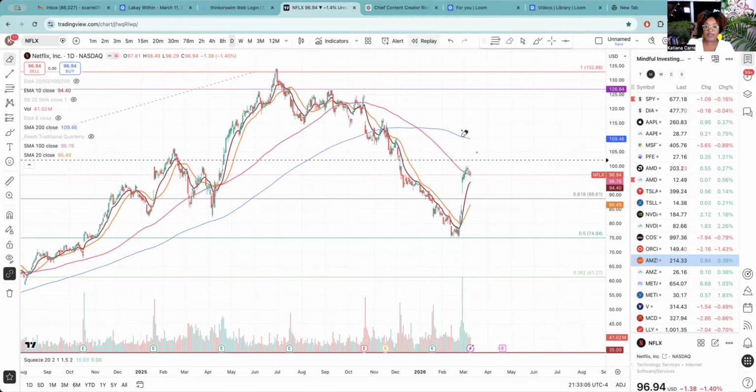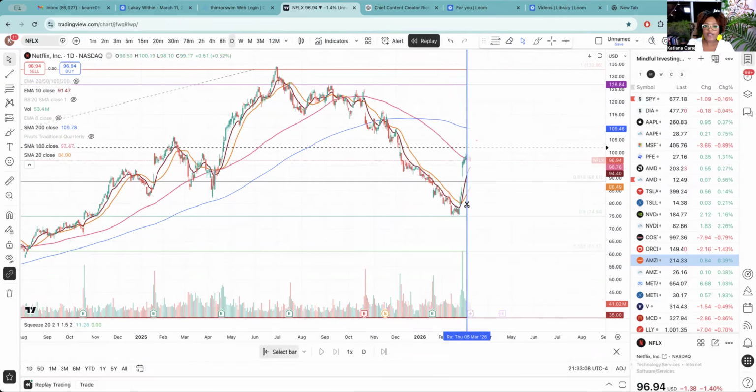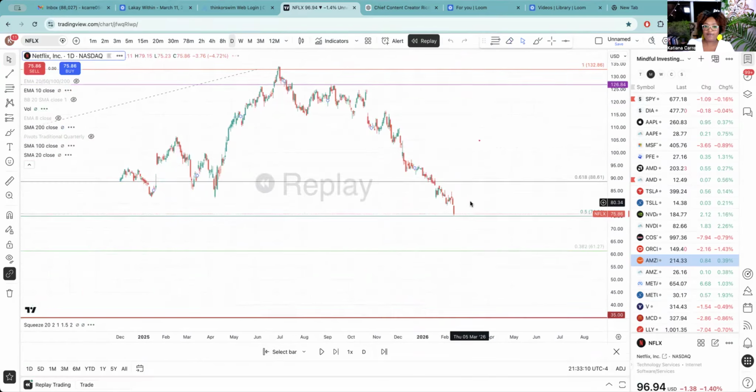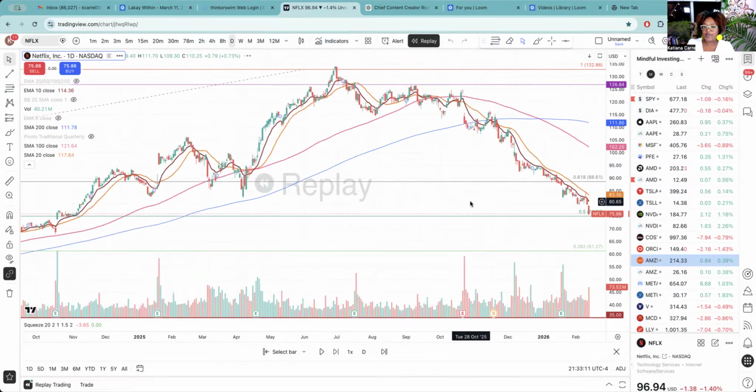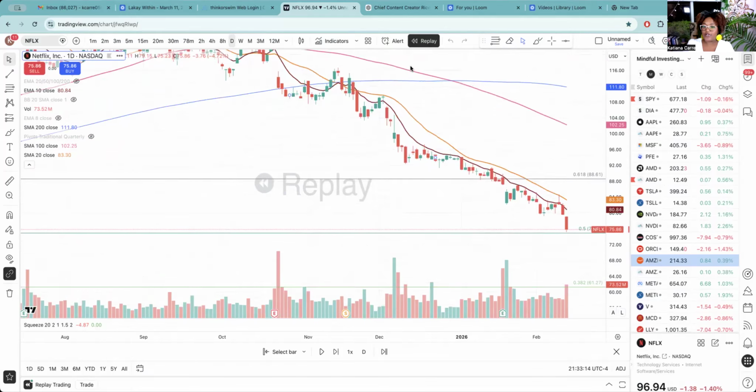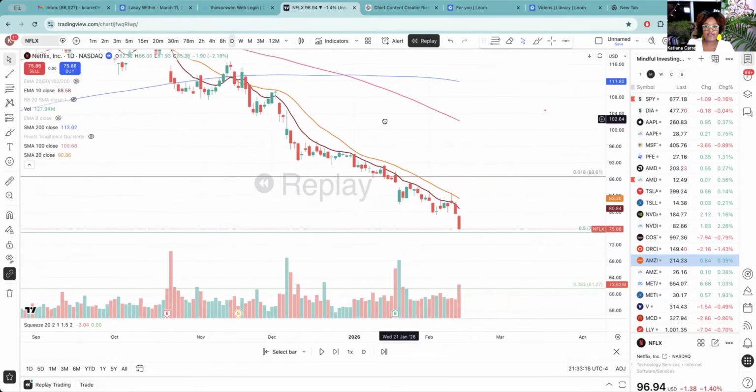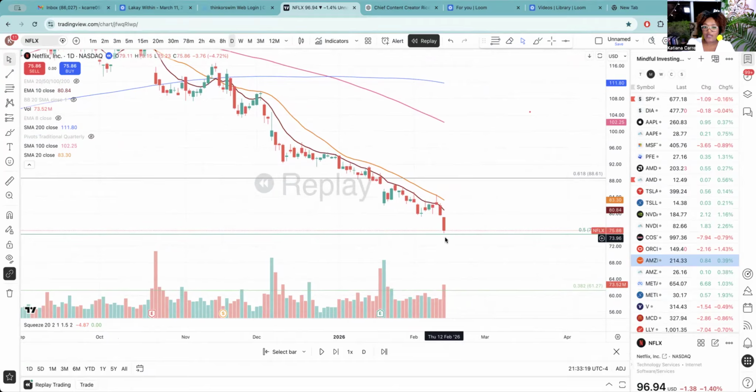So I'm going to rewind the clock real quick, okay? I'm going to rewind the clock to where Netflix was at about $75. If you take a look here, this is Netflix at $75. This was Thursday, the 12th of February, 2026. So about a month ago, literally almost a month ago.